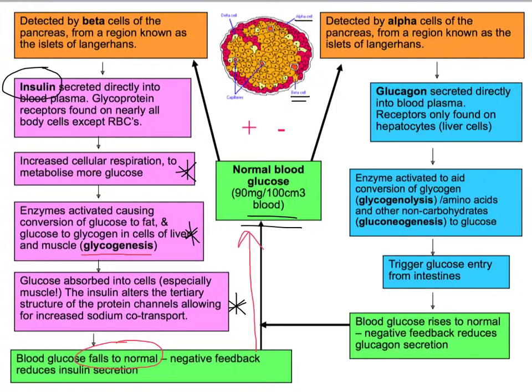Conversely, if blood glucose falls, then again, we're now looking at the orange box on the top right. If blood glucose falls, this islet of Langerhans detects that, but it's specifically those red cells on the outside, these alpha cells, that detect that fall. And now what we're going to try and do is essentially the reverse of what I've just been saying for the last few minutes. We're going to try and raise our blood glucose level.